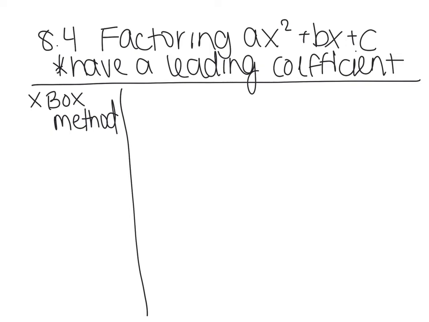Hey guys! So today we're going to do our notes for 8.4, which is factoring ax squared plus bx plus c. So 8.4 is different from 8.3 because now we have an a value, so we have a leading coefficient other than 1. So let's start with example 1, which is 4x squared plus 16x plus 15.